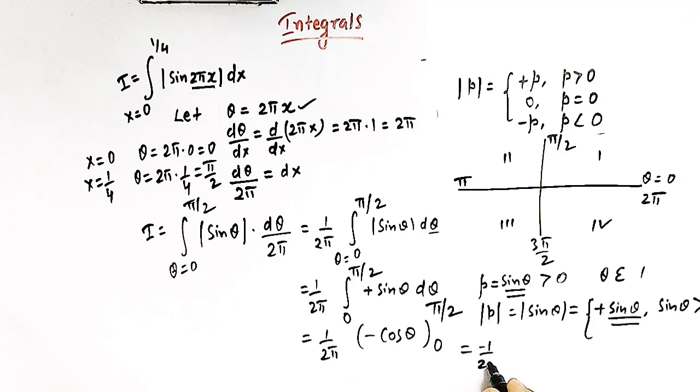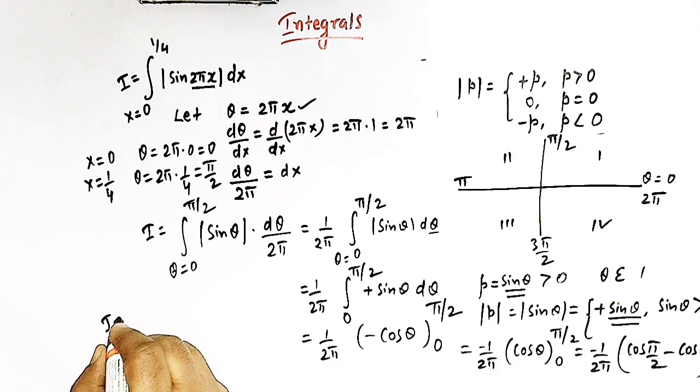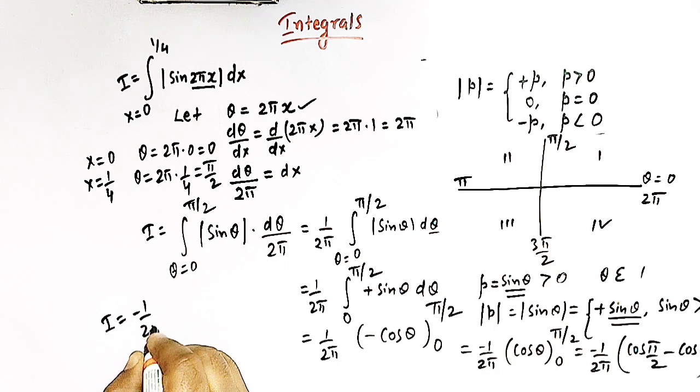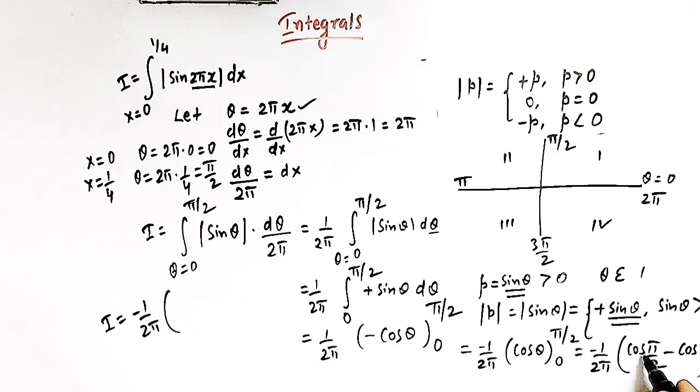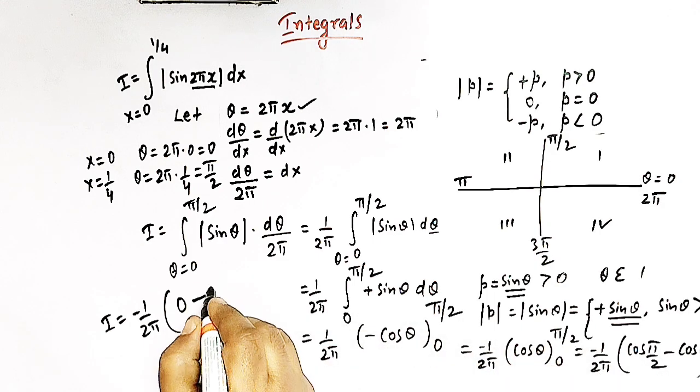We have minus 1 over 2 pi, then we have cosine theta, and limits are from 0 to pi by 2. Now we can substitute the limits and we'll take the difference. So we have cos pi by 2 minus cos of 0, right? So now the value of this integral is equal to minus 1 over 2 pi, and cosine pi by 2 is 0 and cosine 0 is 1.